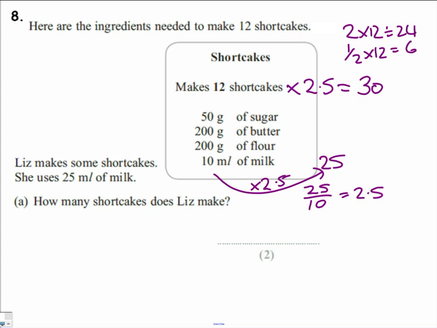So how many shortcakes does Liz make? She makes 30. Don't forget to put the answer on the answer line, and that's 2 marks, 1 for the correct answer and 1 for your working out.